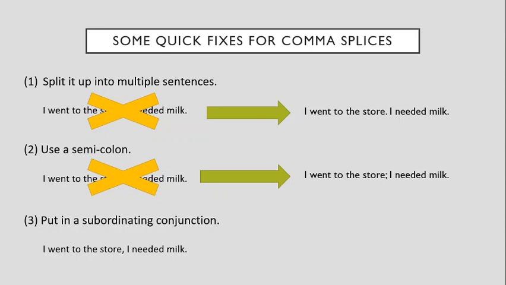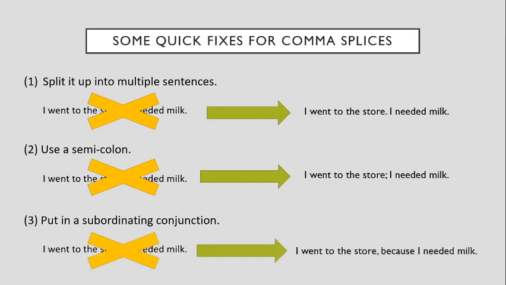For example, if we go back to our original comma splice, I went to the store, comma, I needed milk, we could actually get rid of this, and we can fix it by going back to the correct version that we had early on in this video. We could take the word because, put it in that sentence, and it produces, I went to the store because I needed milk.